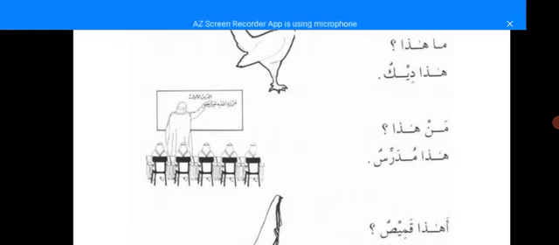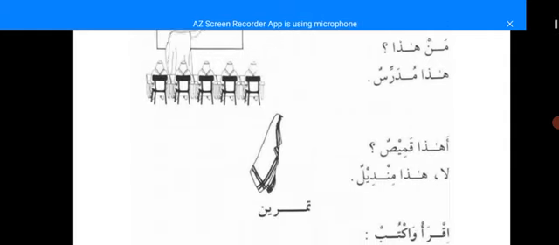Now you see the image here. A teacher is teaching the students. They now say man hadha, pointing at the teacher. Who is this? And you know that the person is a teacher, and the word for teacher in Arabic is mudarrisun. Definitely you say hadha mudarrisun. This is a teacher. Lastly, ahadha qamisun, pointing to a handkerchief. The person now says ahadha qamisun. Is this a shirt? I am asking you, is this a shirt? No. Say la, no. Hadha mindilun. Then you mention what it is. Hadha mindilun. This is a handkerchief.